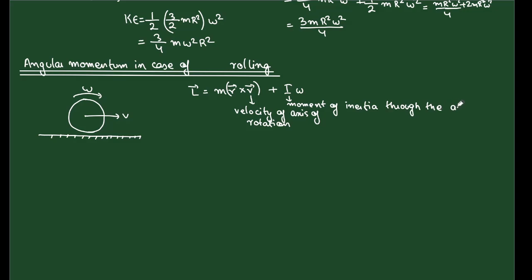Now in most cases, see, in case of pure rotational motion, there is no velocity out here. In case of pure rotational motion, this velocity term won't be present out here. But in case of rolling motion, the term of velocity is present.